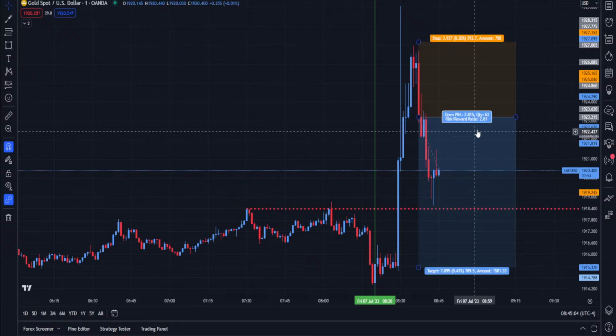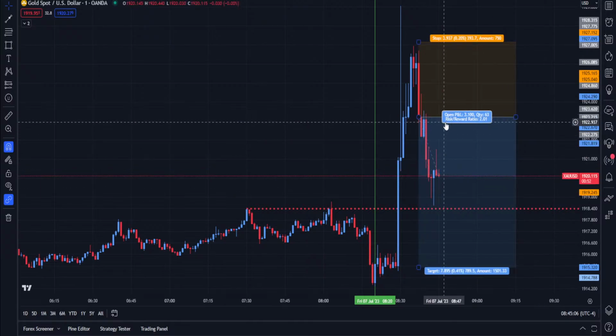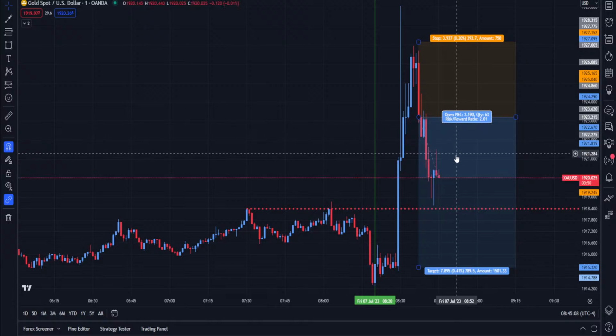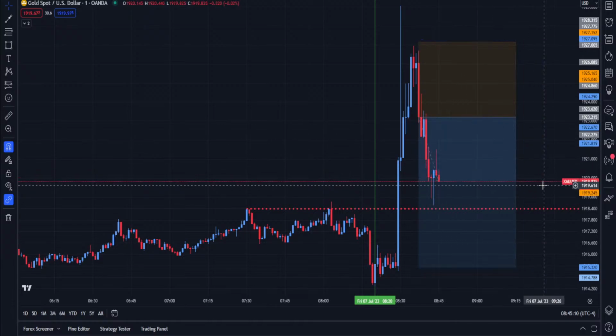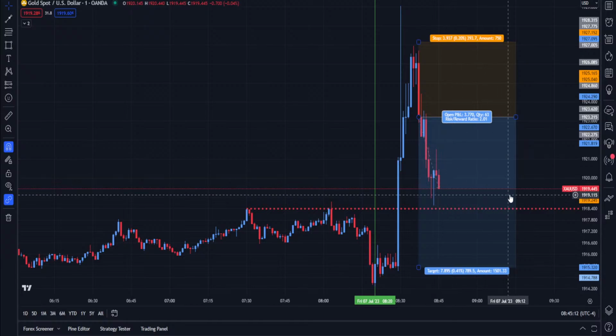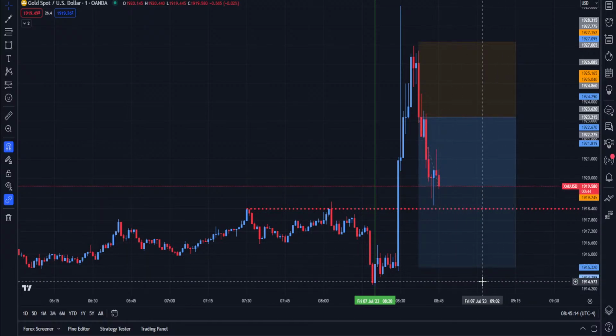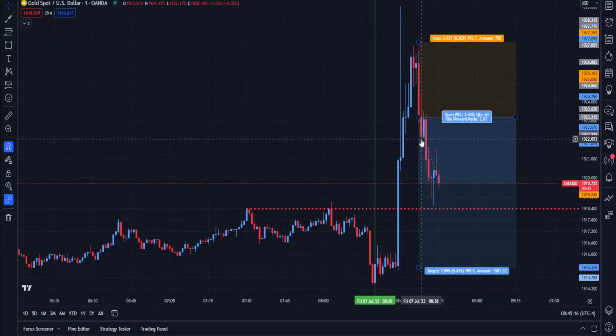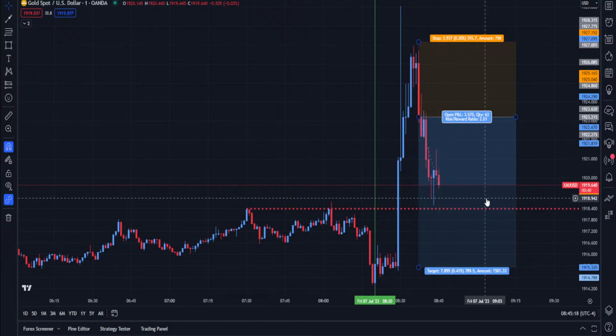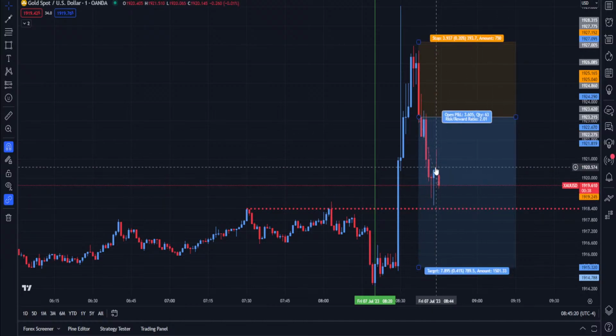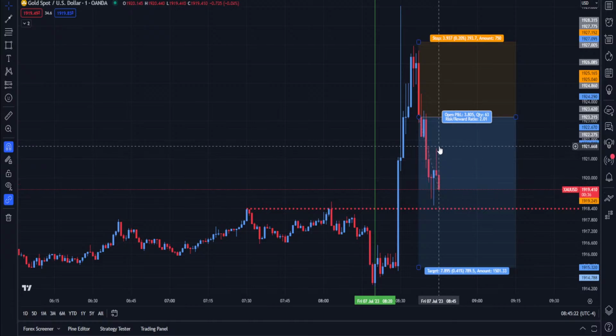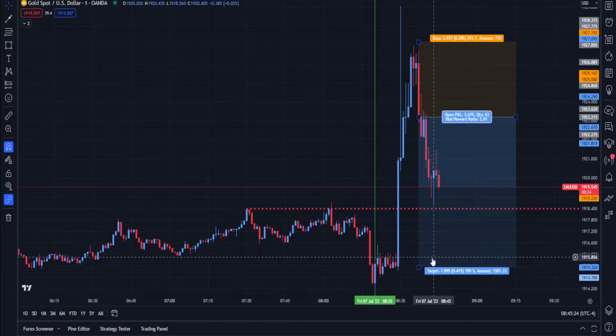Sometimes you have to sit through. Sometimes it hits take profit immediately, but sometimes you're stuck in these trades for like, I don't know, 20-30 minutes. But we like it when it just goes our direction. This was a good pullback though. It was a healthy pullback for it to keep going lower.